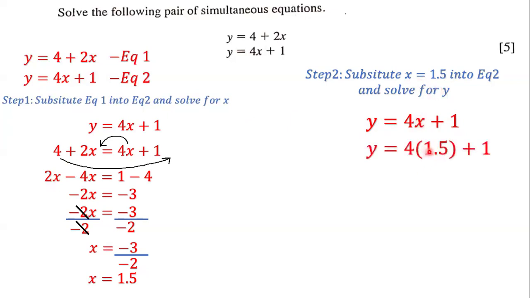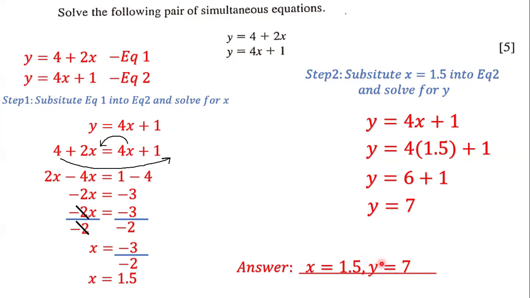We substitute it in and we get that y is equal to 4 times 1.5 plus 1. 4 times 1.5 is definitely 6. And so we have y is equal to 6 plus 1, and 6 plus 1 is definitely 7. So y is equal to 7. And so that means that our answer here is going to be that x is equal to 1.5 and y is equal to 7. And that is the answer to this question.